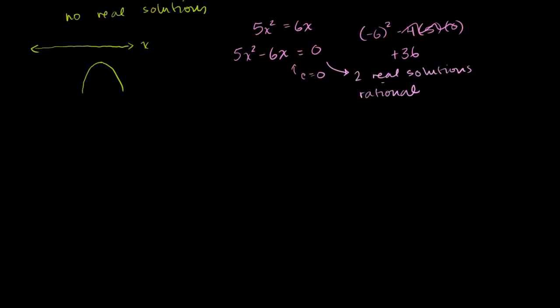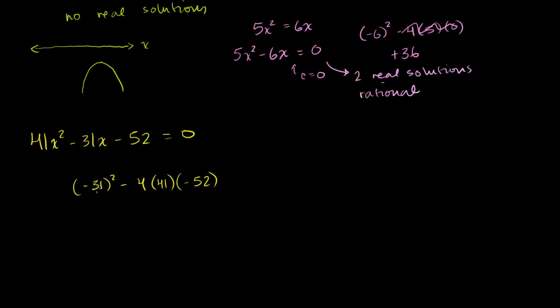Let's do a couple more just to get really warmed up. Let's say I have 41x squared minus 31x minus 52 is equal to 0. Once again, I just want to think about what type of solution I might be dealing with. So b squared minus 4ac. B squared, negative 31 squared minus 4 times a, 41, times c, negative 52.